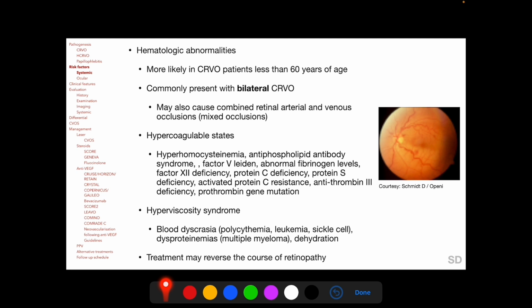arterial and venous occlusions, also called mixed occlusions, as seen in this clinical photograph, where we find whitish retina in the territory of the inferotemporal artery along with dilatation of all retinal veins signifying associated CRVO. And in these patients, treatment of the underlying etiology may reverse the course of retinopathy. So patients with bilateral or mixed occlusions should be screened for hematologic abnormalities, and this is very important to remember.